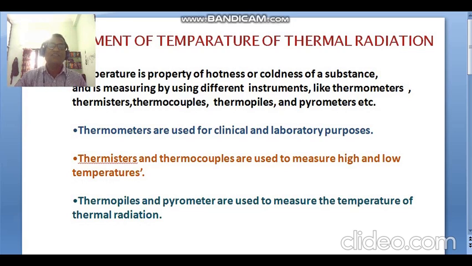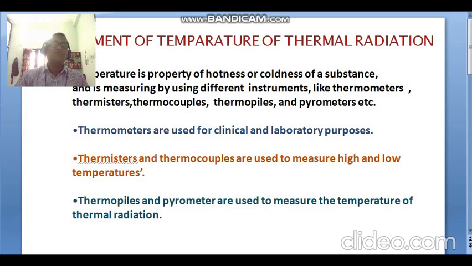So this temperature can be measured by using thermometers, thermistors, thermocouples, thermopiles and pyrometers, etc. Because every instrument has its own calibration range, a single instrument is not enough to measure the temperature in all the cases.